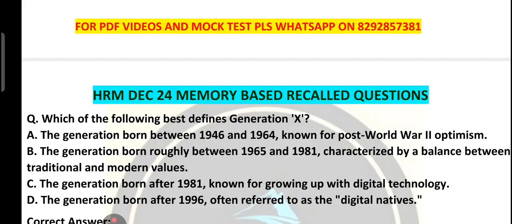Gen X includes all those who were born between 1965 and 1981 and are known for balancing both traditional and modern values. To summarize, you must remember: baby boomers, 1946 to 1964, post-war optimism. Gen X, 1965 to 1981, pre-digital childhood and digital adulthood. Millennials or Gen Y, 1981 to 1996, grew up with the internet. And Gen Z, after 1996, digital natives, tech savvy from birth. I hope this breakdown helped you understand the question better.